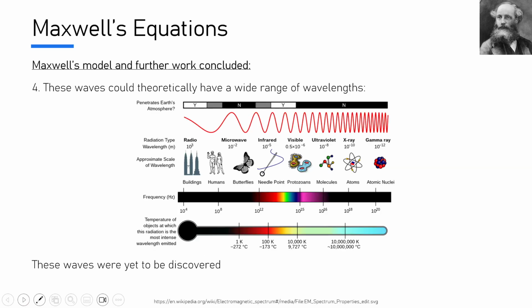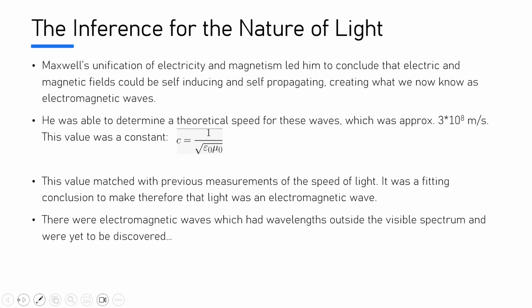And finally, what Maxwell also came up with was the idea that theoretically, these waves that he was thinking about, these waves that were being generated, could have lots and lots of wavelengths, wavelengths that were yet to be discovered. So there was a really clear inference that was made from Maxwell's work. He was unifying electricity and magnetism, and he was able to conclude, therefore, that there are electric and magnetic fields that could be self-inducing and self-propagating. These essentially are what we know as electromagnetic waves.